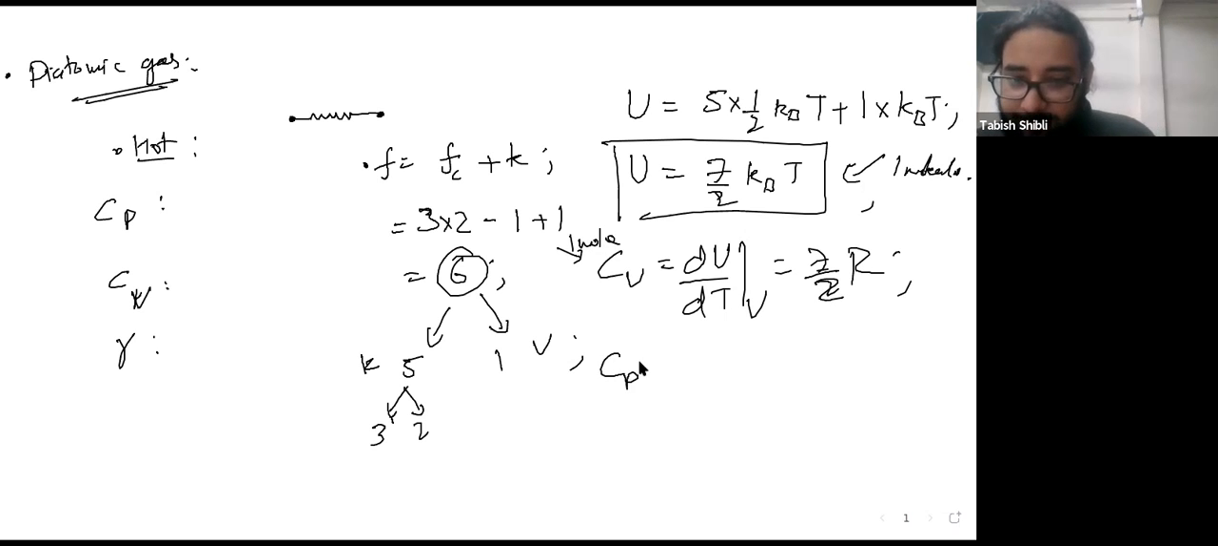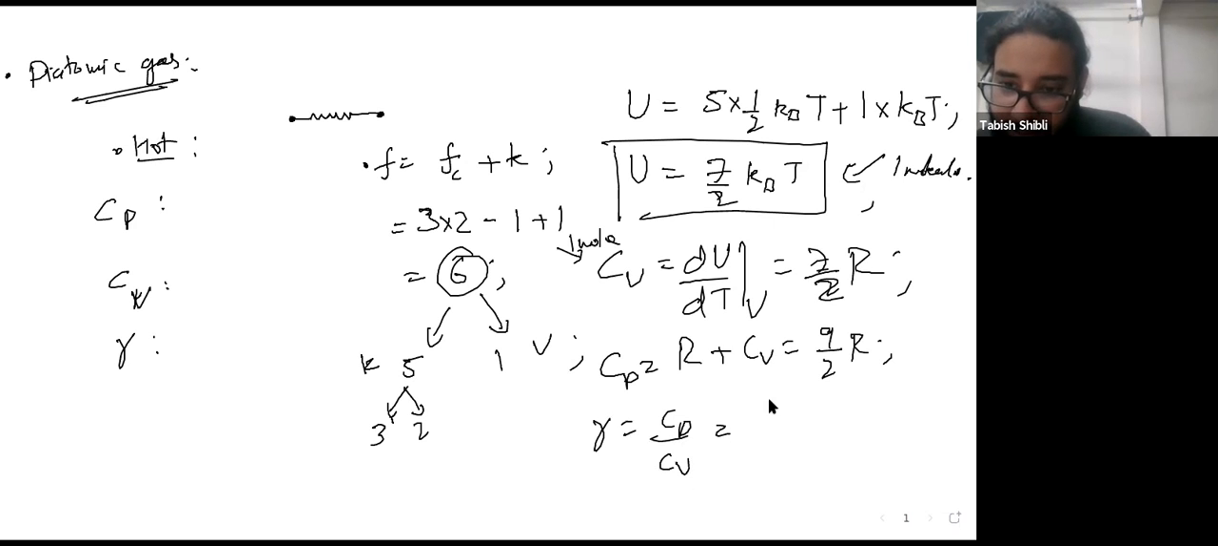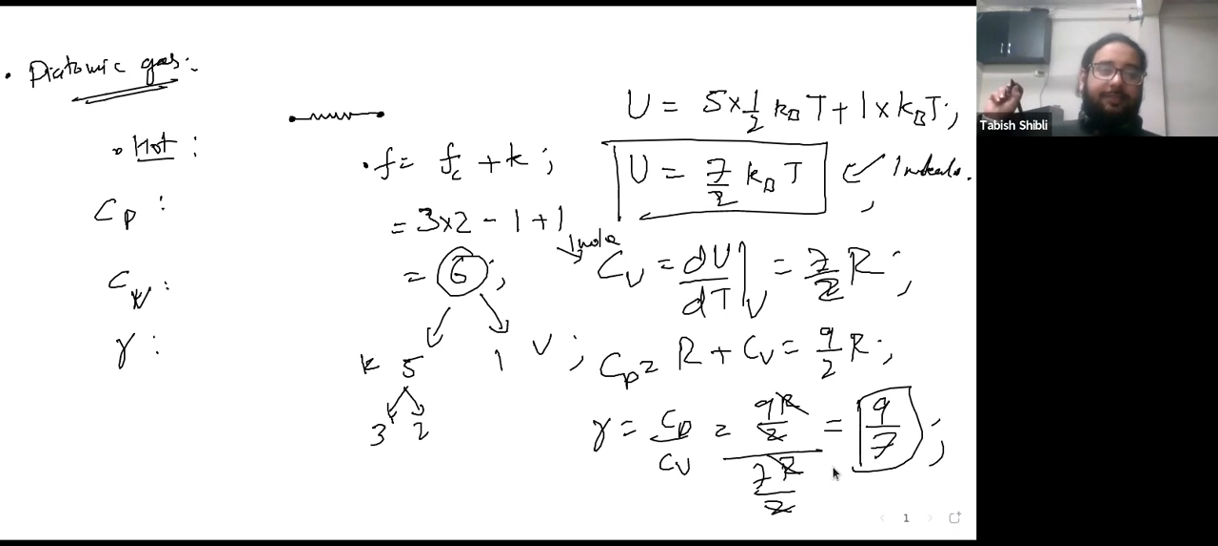What about CP? Well, CP is R plus CV. So this is 7 by 2 plus 1, which is 9 by 2 R. And gamma is CP divided by CV, which is 9R by 2 divided by 7R by 2. The R by 2 cancels out, so this is just 9 by 7. Make sense? Lovely.